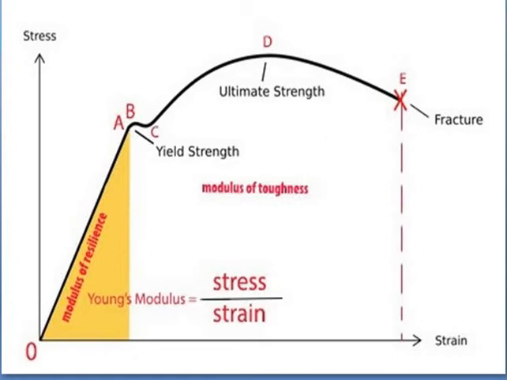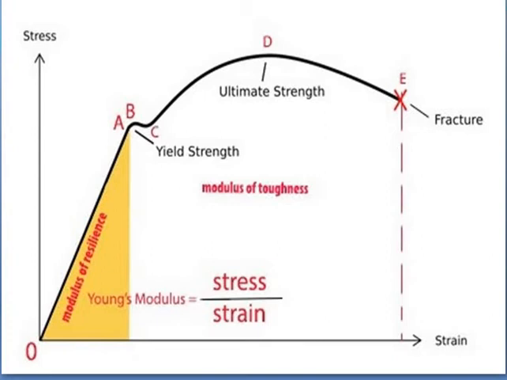Next, we have the region between point C to point D, where the point D is called the ultimate strength. Between point C and D, the ductile extension takes place. Here, the relationship between stress and strain depends upon the rate of loading. During the extension, the cross-sectional area decreases uniformly all over the length such that the volume remains constant.